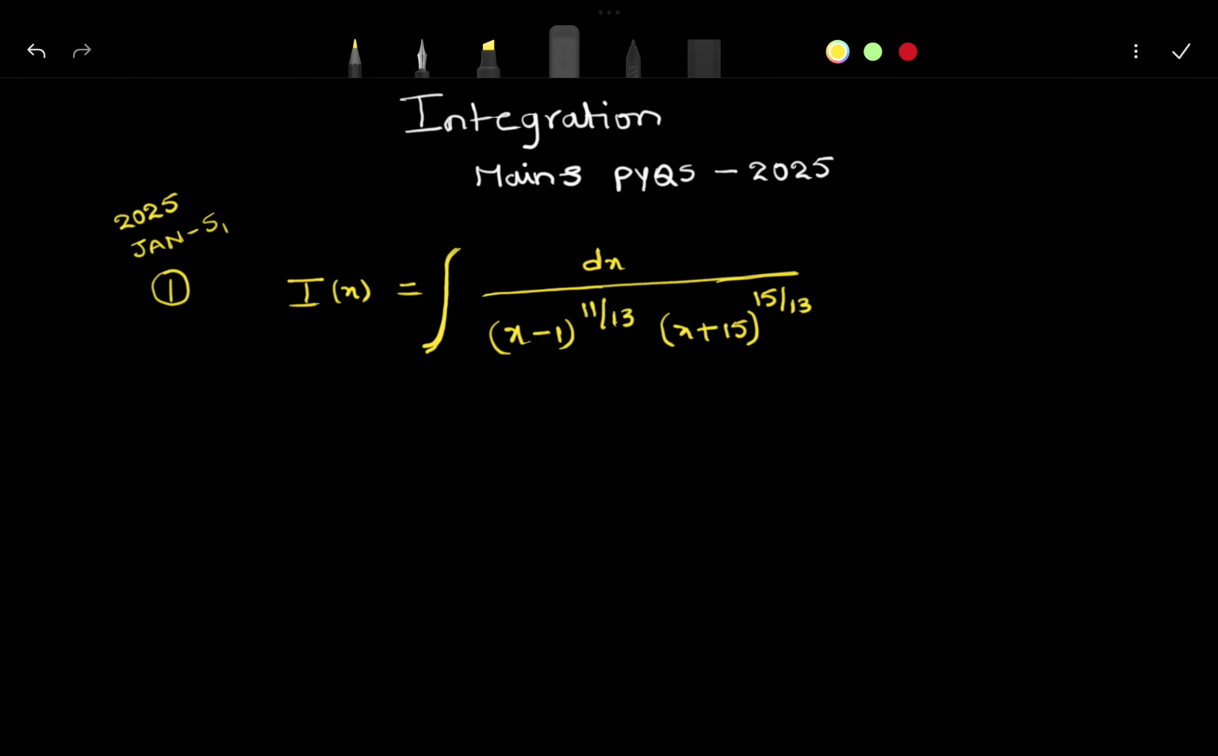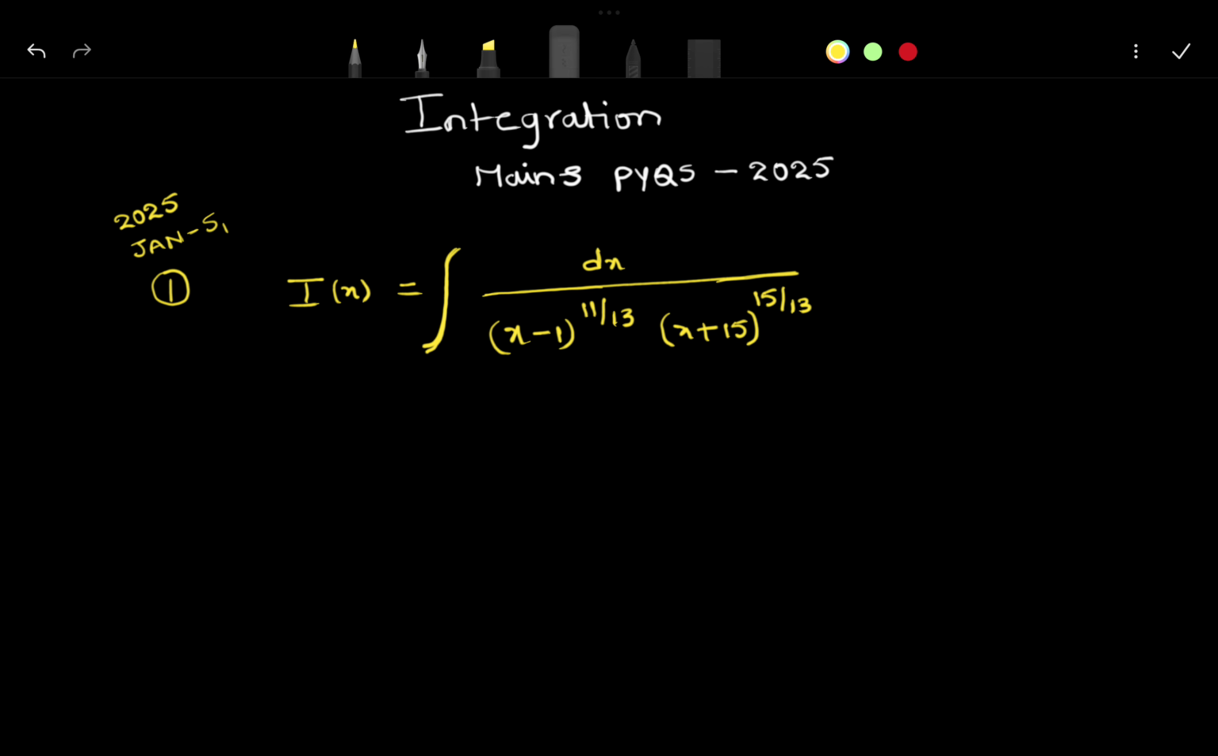Now in this video we are going to discuss the previous year questions from integration, 2025 academic year. See, in the January shift, the first question is the integration of dx divided by (x minus 1) to the power of 11 by 13 into (x plus 15) to the power of 15 by 13. This model question is very important, frequently asked in examinations. See, first, how to do this question.